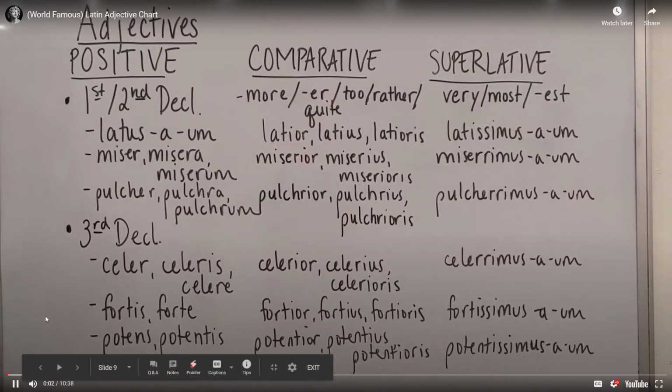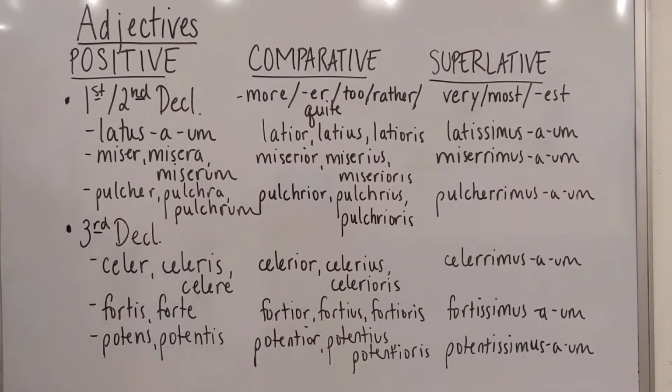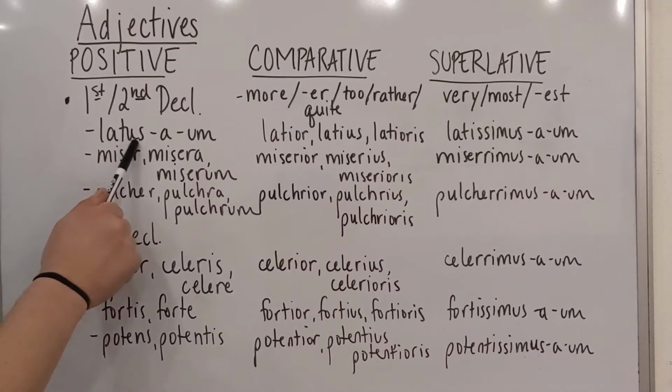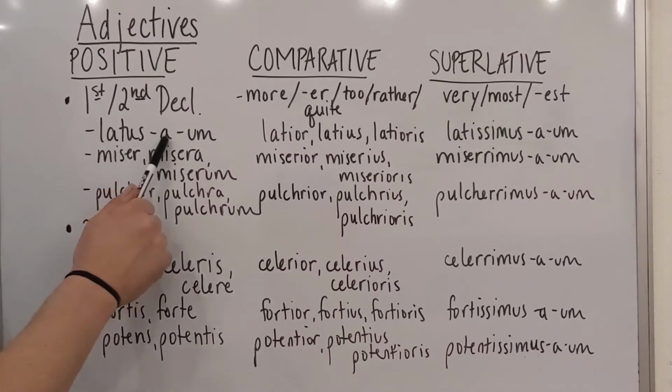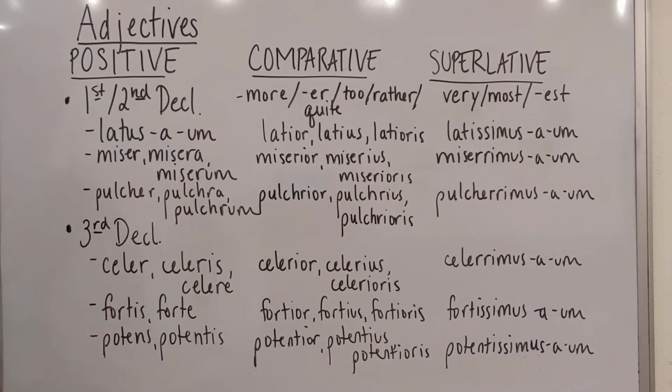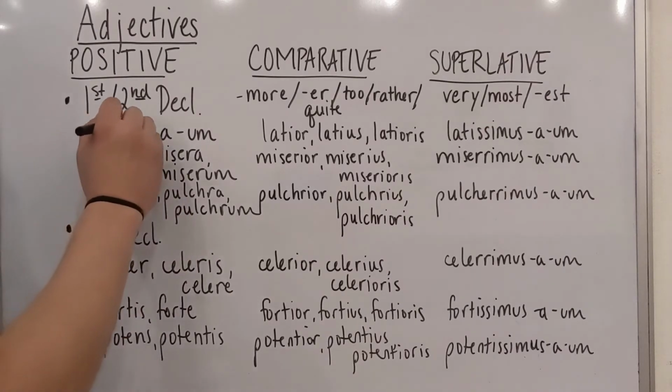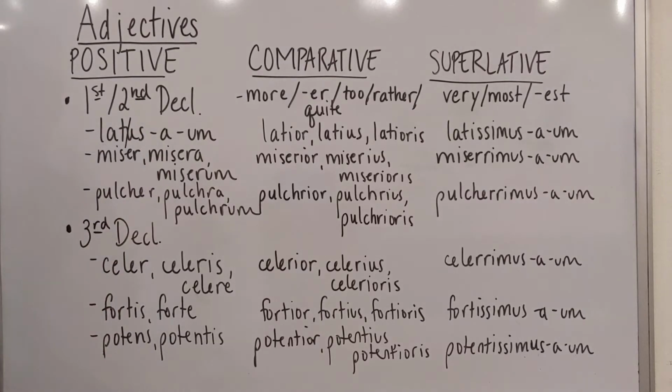This is the world-famous adjective chart for the positive, comparative, and superlative degrees. First and second declension adjectives, positive degree. They come in 3 different kinds, like latus, which means wide or broad. Us, a, um are the endings. The us stands for the masculine, the a is the nominative feminine, and the um is the nominative neuter. The stem is found by taking the us off of the first part. So the stem is lat.